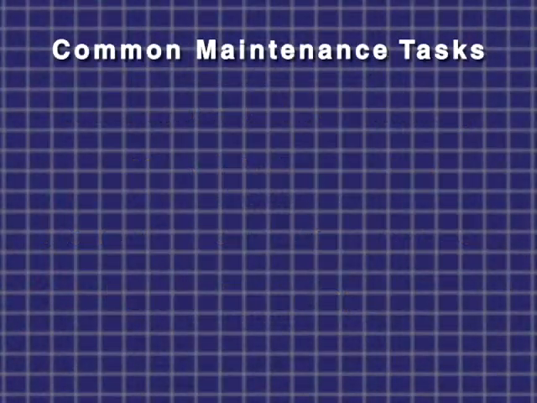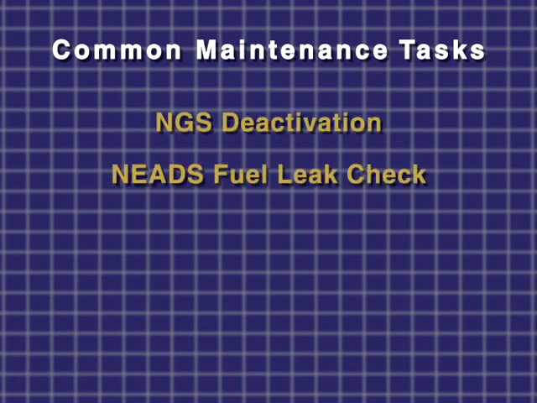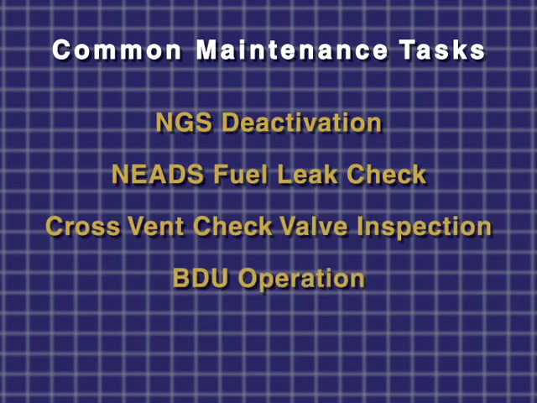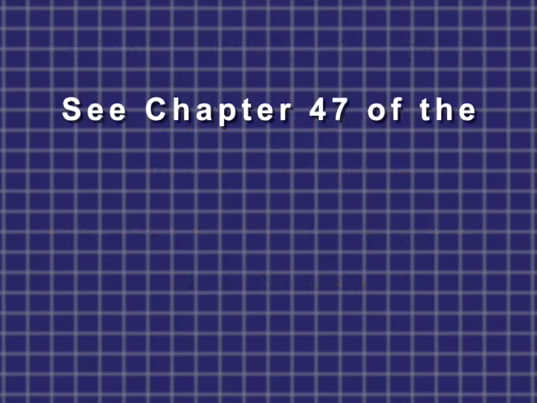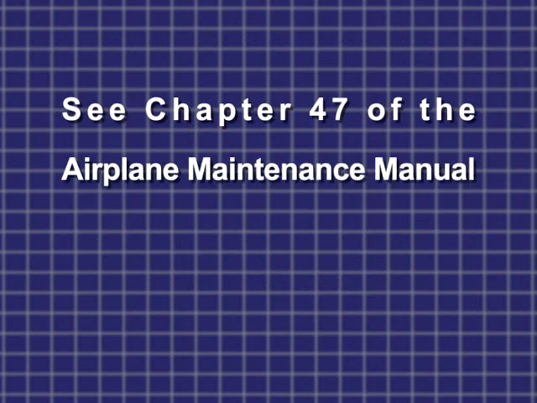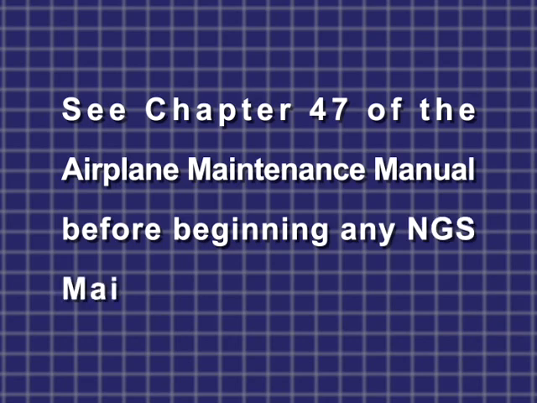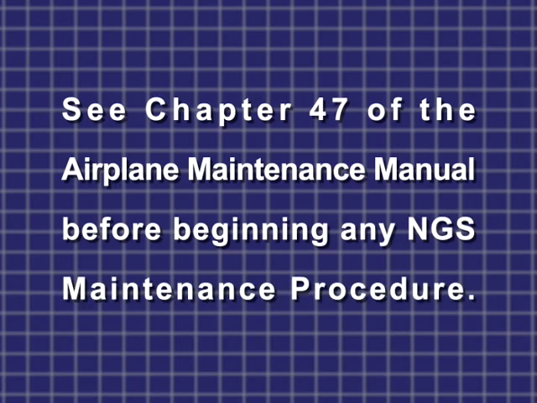Now let's look at some common maintenance tasks. Note, we are only going to see enough of the following procedures for general familiarization. For example, there are other tasks you must do before closing the NGS shutoff valve to deactivate the system. Remember to see Chapter 47 of the Maintenance Manual for more information before beginning any NGS maintenance task.